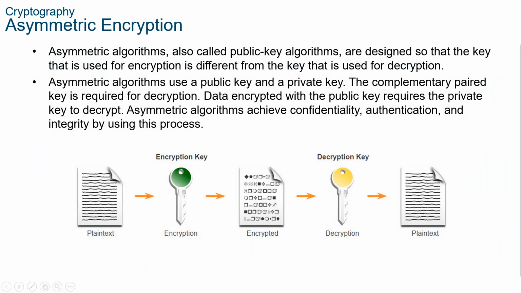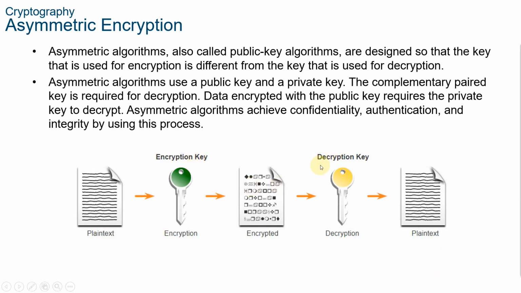Let's get deeper into asymmetric encryption. So asymmetric algorithms, also called public key algorithms, are designed so that the key that is used for encryption is different from the key that is used for decryption. Okay, so as shown on this diagram here. Now the decryption key cannot, in any reasonable amount of time, be calculated from the encryption key and vice versa. So asymmetric algorithms use a public key and a private key.